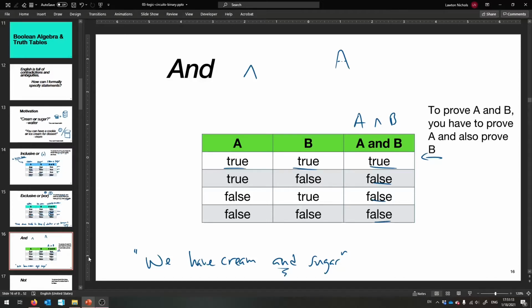If there was cream but not sugar, or sugar but not cream, then the waiter was lying. And also, if there was none of either, the waiter was also lying. So the one time that A and B is true is when both A and B are true. So we're logically talking about what it means for something to be true. We're defining truth logically now. I hope this is making some sense. Please yell at me if it's not. Again, I'll have more examples after I finish defining these.